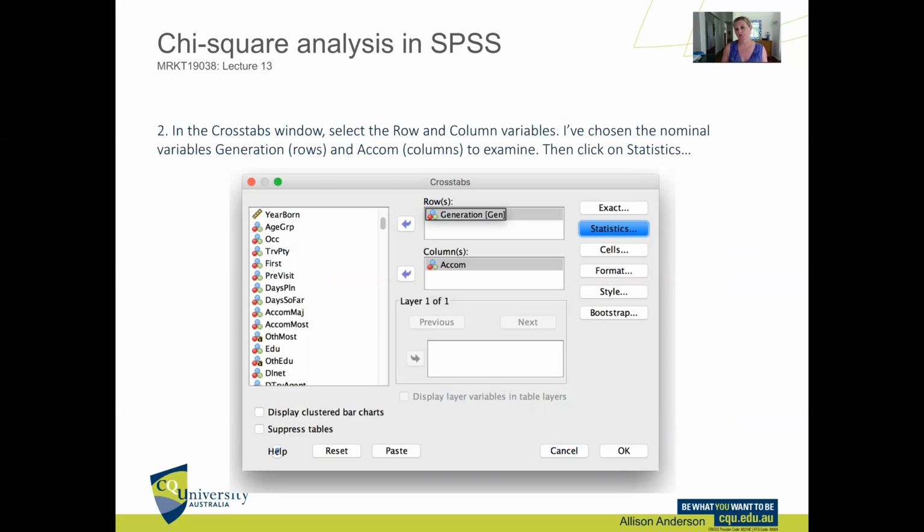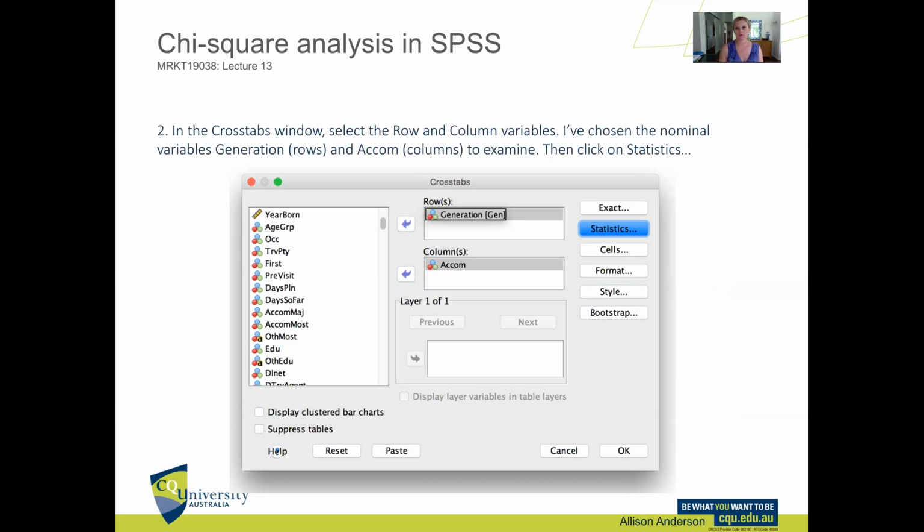Okay, so I'm just using my research as I always do. I've chosen the nominal variables generation, so that's baby boomer, millennial, Gen X, etc., and accommodation, which will be like backpackers or hotel or resort, whatever. So they're both nominal categories, they both just have names.